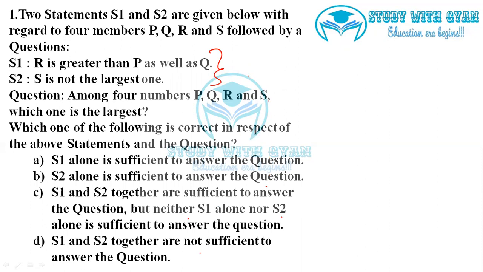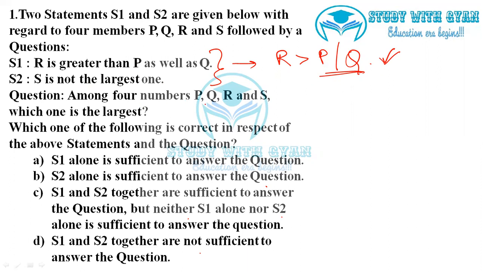Statement 1 is saying R is greater than P as well as Q. It means simply you can write R is greater than P as well as Q. But in this statement, they did not mention P is greater than Q or Q is greater than P or anything like that. Simply they said R is greater than P as well as Q. And in the second statement, they are saying S is not the largest one. That means maybe P will be the largest, or Q, or R, but S is not the largest one.